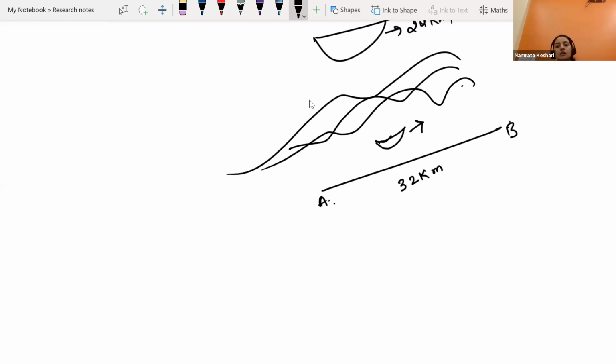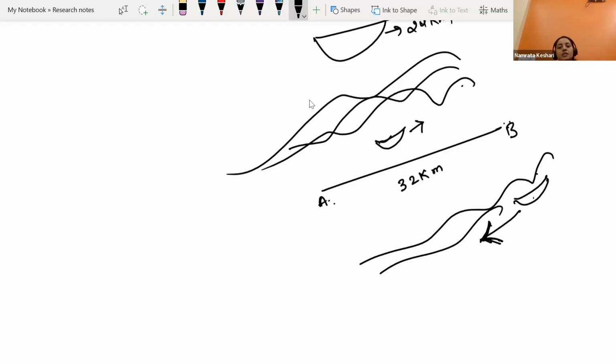Now once it reaches B, it will come from B to A, and still the stream is in this direction. This time it will be really easy for the boat to come to point A. It has to apply less effort because it is coming in the direction of the stream. In the first scenario, the resultant speed will be boat's speed minus stream's speed. For the other scenario, the resultant speed is the speed of the boat plus the speed of the stream.